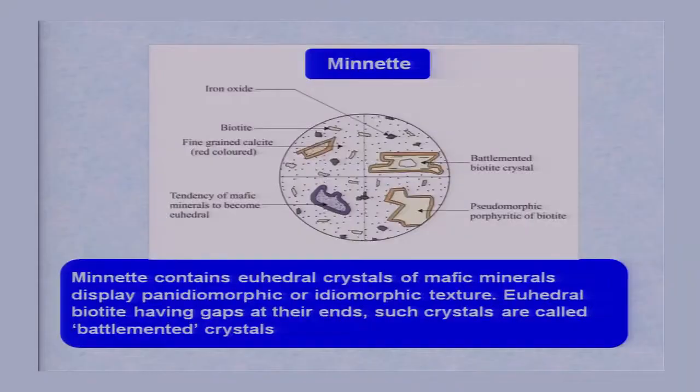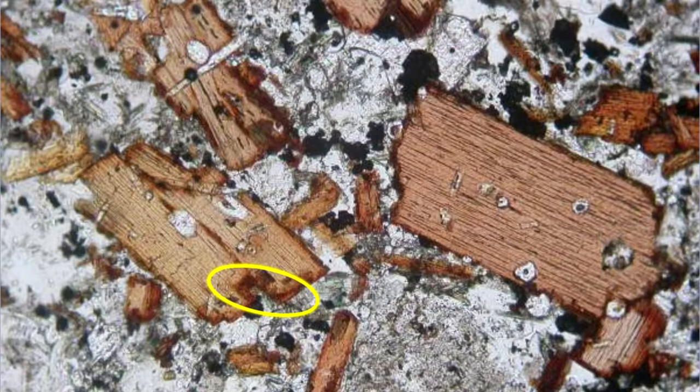I am citing another example of a minette. Minette is a mica bearing lamprophyre rock. Lamprophyre is a variety of igneous rock, and I am showing you how it looks under the microscope. This is my own hand drawn picture here. It contains euhedral crystals. These are all euhedral crystals of mafic minerals. This is a biotite euhedral crystal, displaying panidiomorphic or idiomorphic texture. Euhedral biotite has gaps at their ends. These are the ends of the biotite, and at these ends it shows gaps. Such crystals are called battlemented crystals. This is a very characteristic feature of mica bearing lamprophyre.